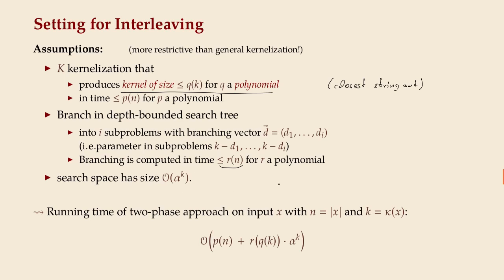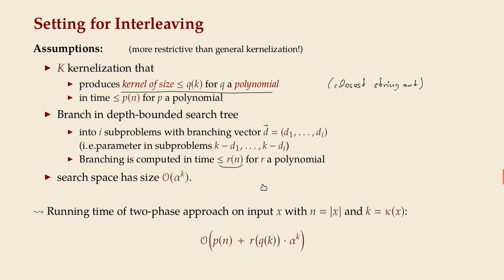And we assume that we have already solved for this specific branching vector the problem of computing the size of the search space, and it's just some alpha to the k for a constant alpha. So this is not really a restriction.